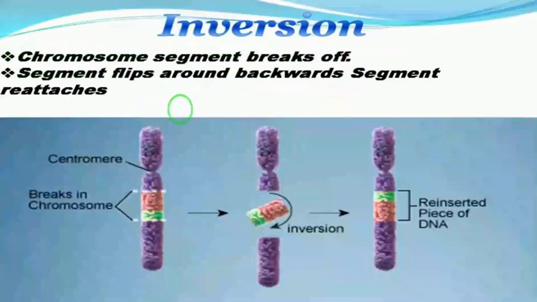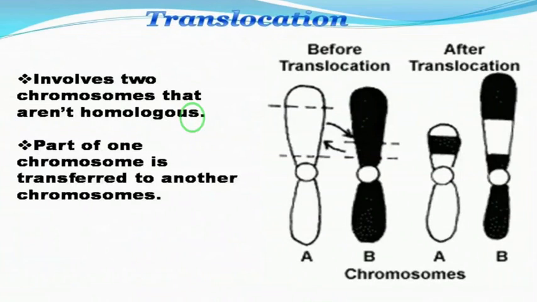That is duplication. Then the third type is inversion. A chromosome segment breaks off, the segment flips around, and the backward segment reattaches. So see here, this area breaks in the chromosome. In this second figure, that particular area is reinserted upside down. In the third one, see, it is just upside down. So this is known as what? Inversion. The segment flips around and the backward segment reattaches. That is inversion.